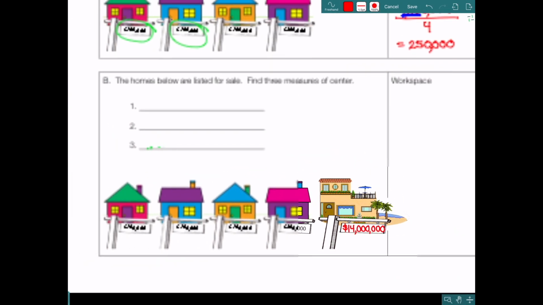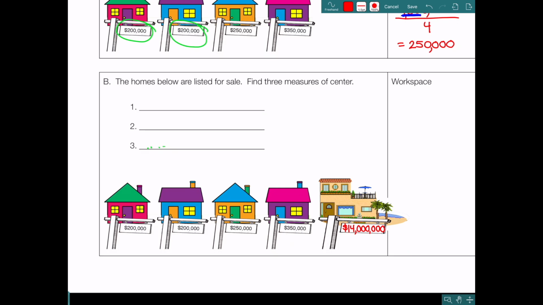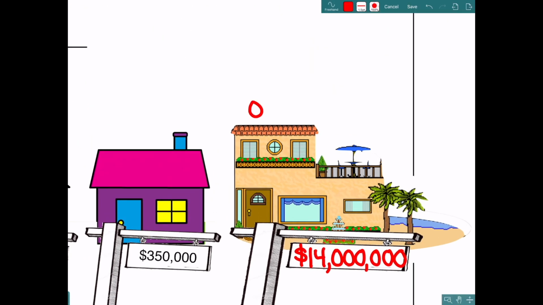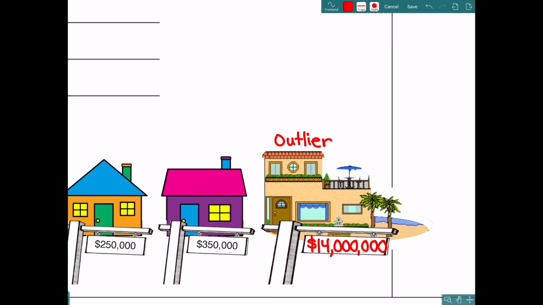And you'll notice that it's much higher than the value of the other houses. So when you have a value that's much higher or much lower than the others in the set, then this is called an outlier because the value lies way outside of all the other values.